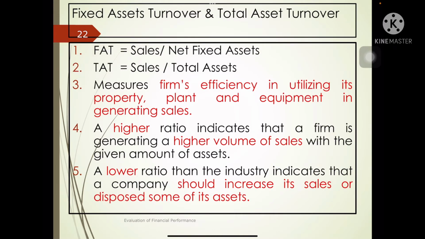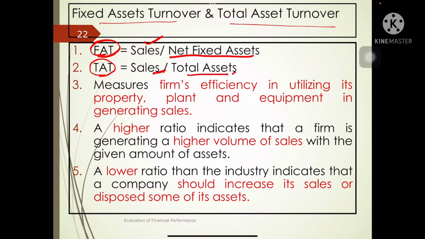Alright, fixed asset or non-current asset turnover and the total asset turnover. So here we have fixed asset turnover or non-current asset turnover. So what will be the formula? Sales divided by net fixed asset or net non-current asset. This one is total asset turnover equals sales divided by the total asset.